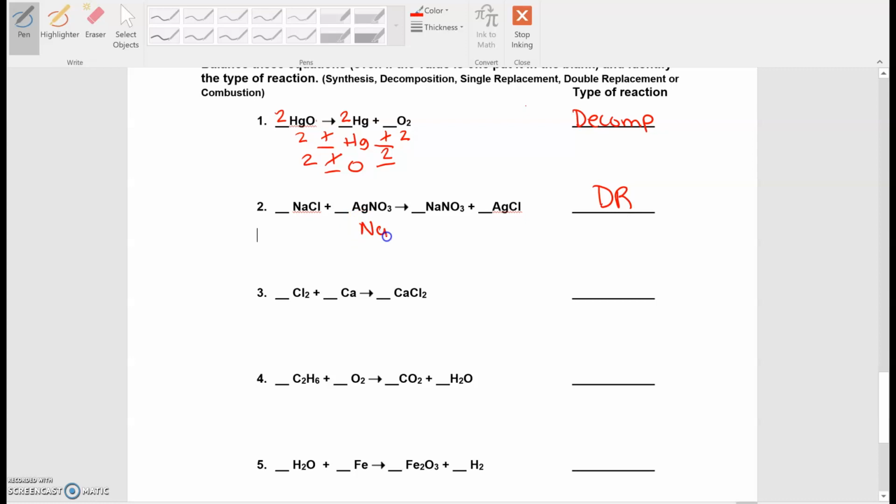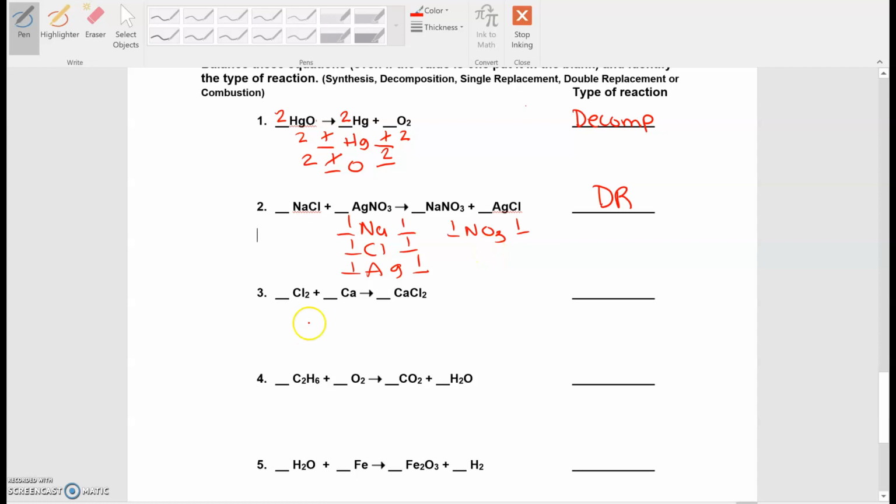To balance, I have sodium, chlorine, silver, and I do have NO3 on both sides, so I can keep that together. I have 1 sodium on each side, 1 chlorine on each side, 1 silver, 1 nitrate. I know it looks like 3, but I just have 1 nitrate on each side, so that's actually already balanced.